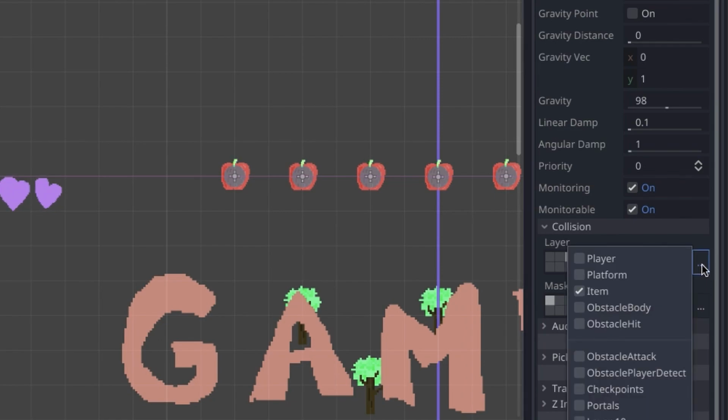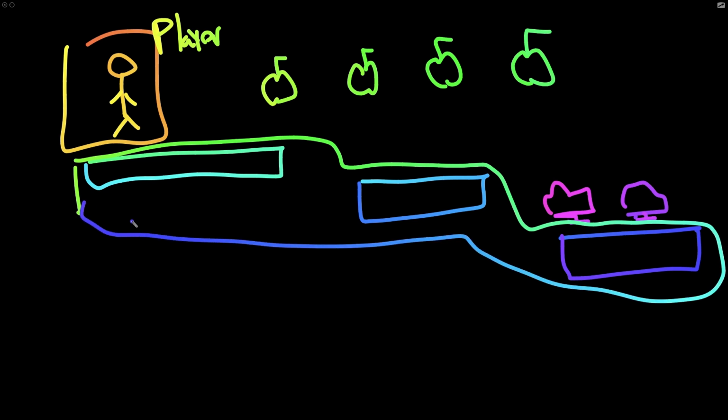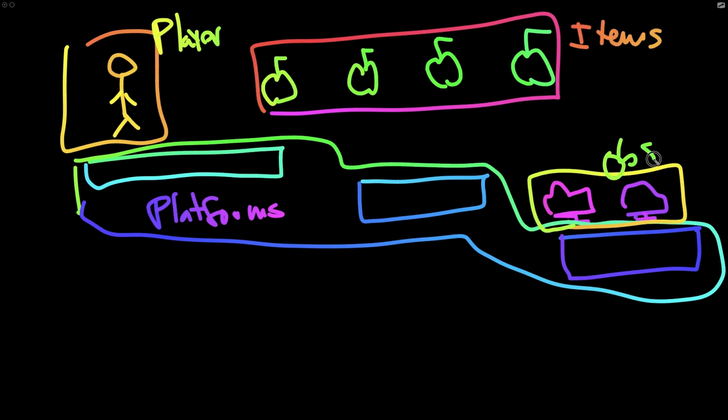So for example, our player is on the first layer because a lot of things are going to interact with the player. We need our platforms, we need our items, we need our obstacles. All of those things are going to interact with the player. But for example, our item is not going to interact with our platforms, at least not this item, because it's just floating in the air. If we wanted to, we could add a kinematic body to the item and have it fall and tumble around in the scene. But for this demo, we're just leaving the item sitting there.